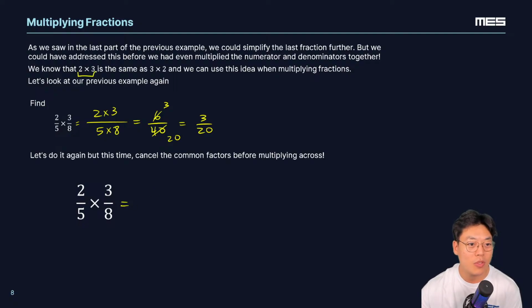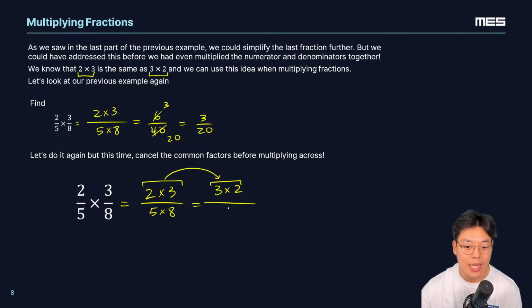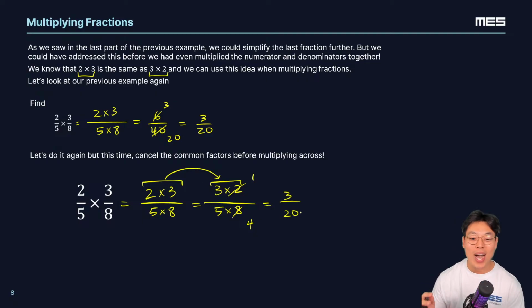We know that 2 times 3 is the same as 3 times 2. So after we rewrite this under one division bar, we can rewrite 2 times 3 as 3 times 2. And now look what happens. 2 and 8 are now right over each other. So 2 and 8 have a common factor of 2, so we can cancel that out first. 2 divided by 2 is 1, 8 divided by 2 is 4, and then we can multiply across. Exactly, Chloe. 2 and 8 become 1 and 4. Beautiful. 3 times 1 is 3, 5 times 4 is 20.